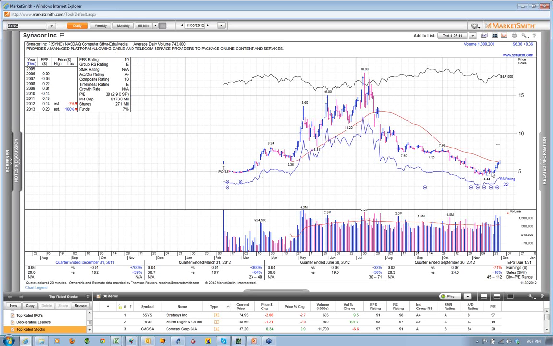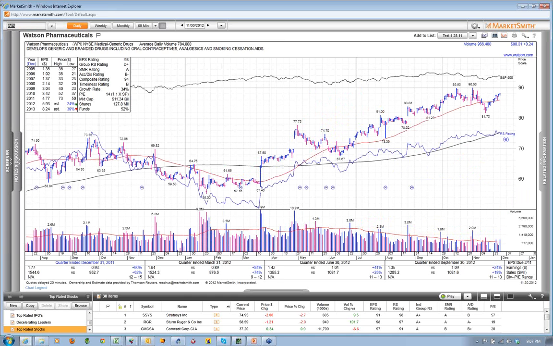Big pullback down to $5, was an IPO back here, traded up as high as $18, makes money with some decent growth, and I liked it because it looked to me like it had put in a bottom back here. So we'll talk more about this stock later. That's not Watson. I wish I could buy Watson for $5 a share.